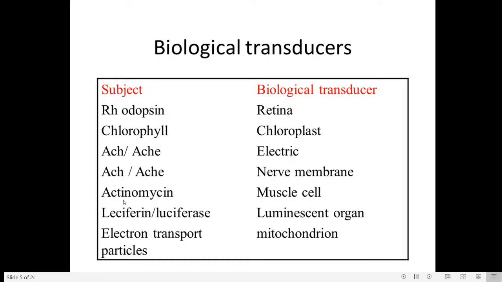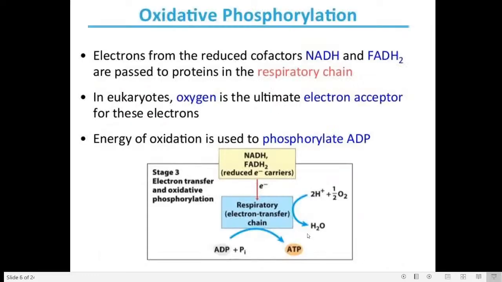And actomyosin is involved in muscle cell energy transduction. Luciferin or luciferase are the luminescent organs. Then the electron transport particle is involved in mitochondrial energy transduction. This energy transduction activates some pathways.